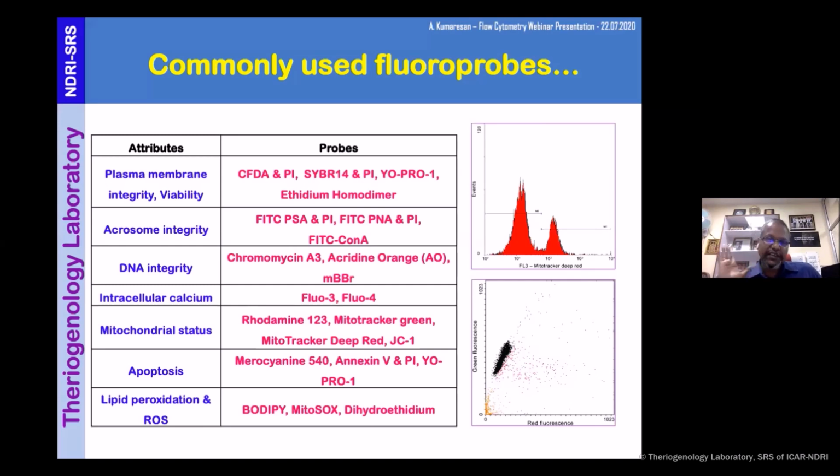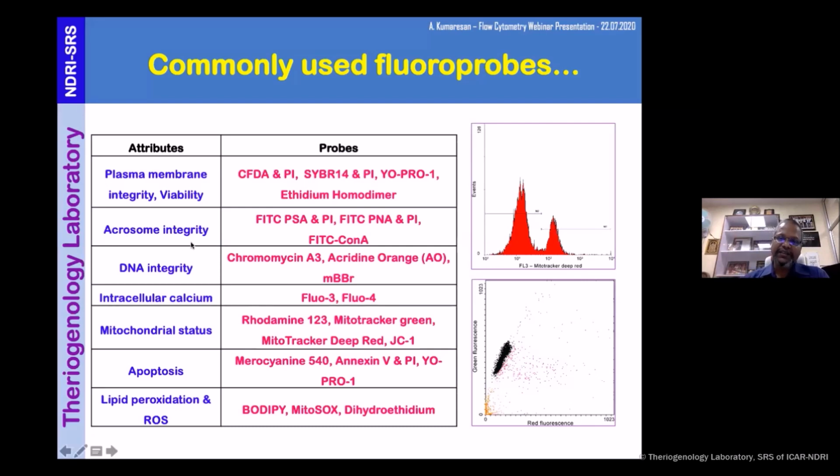YoPro never enters into normal cells. Once membrane destabilization takes place in the spermatozoa, it gets in and then gives fluorescence. Ethidium homodimer and PI work almost the same way. Ethidium is a little bit carcinogenic, that's why many people do not use it. Acrosomal integrity, I told you: FITC-PNA, FITC-PSA, and concanavalin A. They bind to the mannose and galactose sugar moieties in the acrosomal area. The pattern of PSA is different and PNA is different, as I explained earlier.